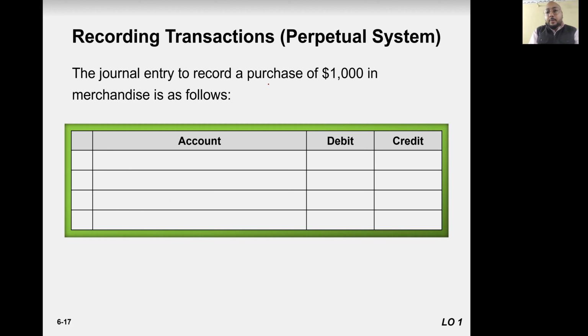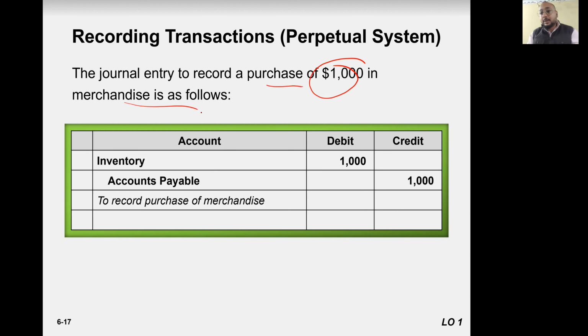Now, the journal entry to record purchases of 1,000 in merchandise is as follows. When you purchase inventory, what is the entry? Inventory to accounts payable. Simple. So if the question is silent, automatically assume that inventory is purchased on account.